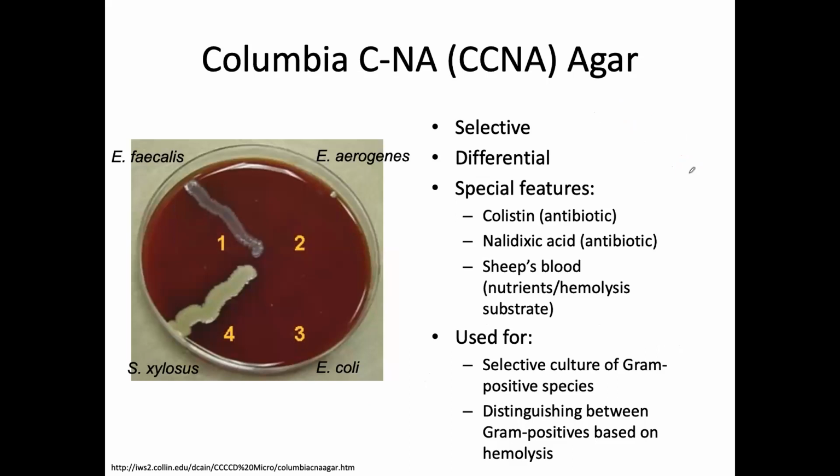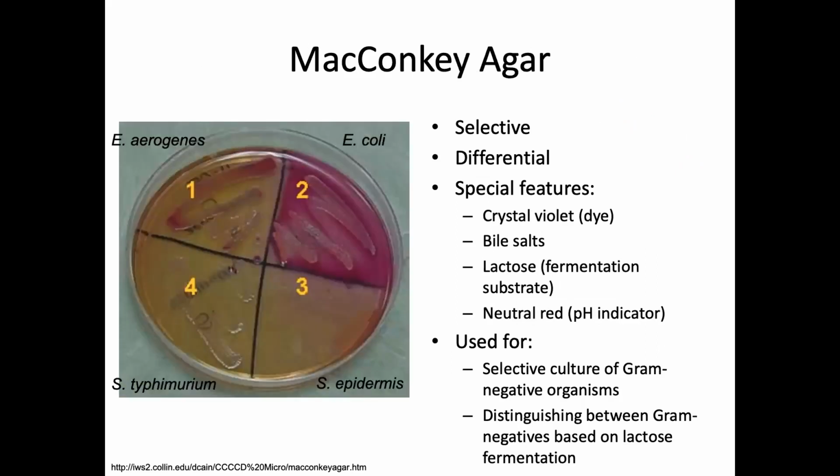We don't need to worry about that one. That's pretty exotic. MacConkey, though, that's a big one. It's both selective and differential, right? It has crystal violet, bile salts, lactose, and neutral red. So what does it do? It selects for gram negatives, okay? And then it differentiates between gram negatives that can ferment lactose.